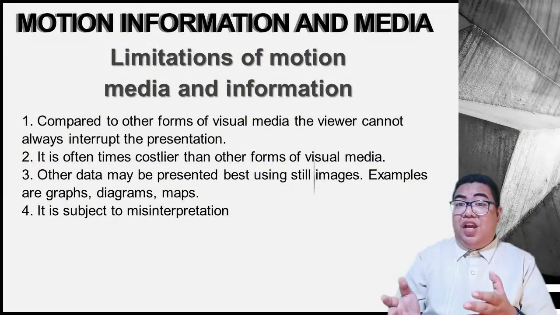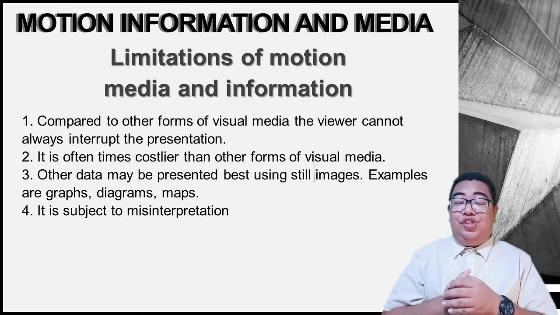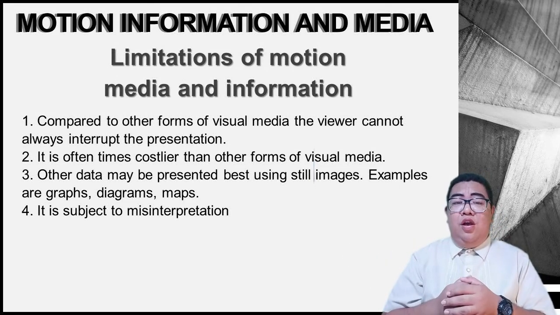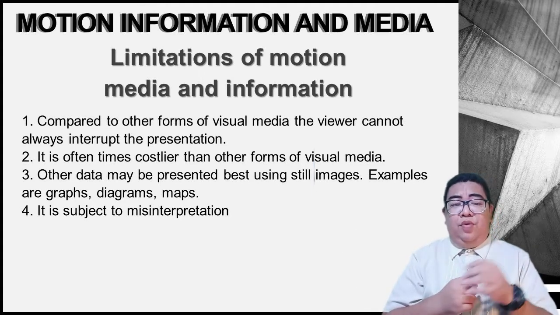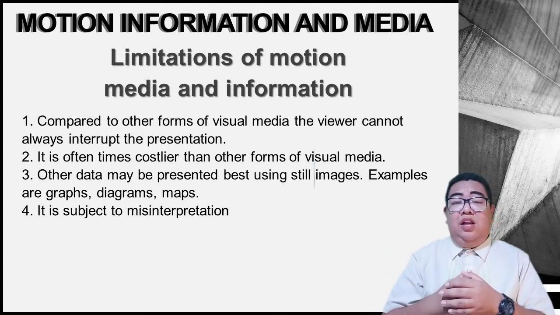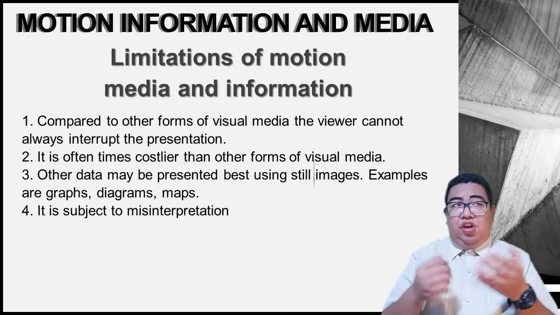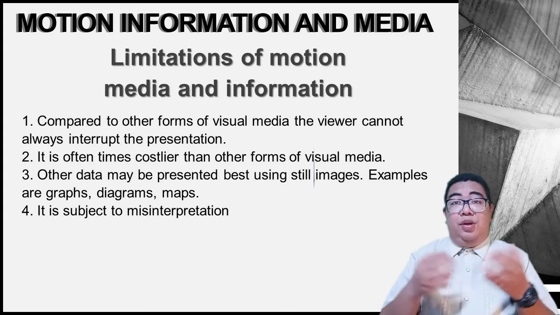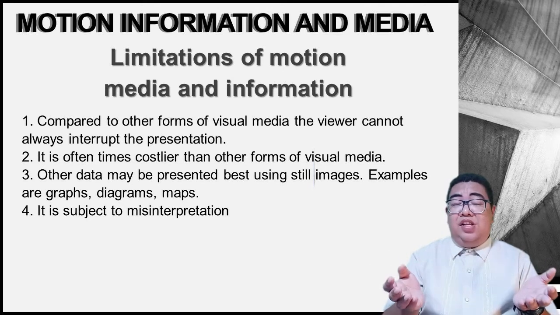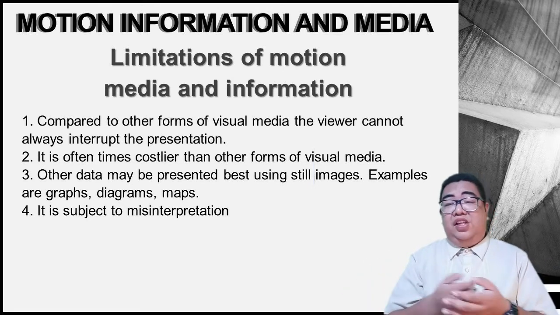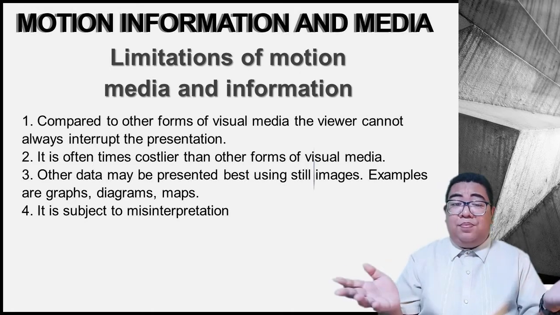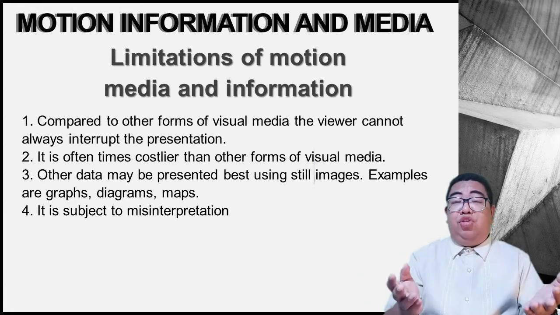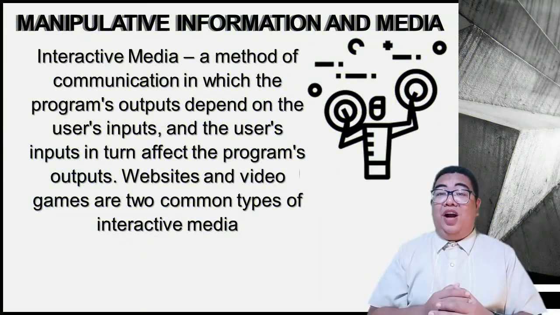If we have advantages, we have also the limitations of motion media and information. Number 1, compared to other forms of visual media, the viewer cannot always interrupt the presentation. Number 2, it is often costlier than other forms of visual media. Number 3, other data may be presented best using still images. Examples of these are graphs, diagrams, and maps. And number 4, it is subject to misinterpretation. Manipulative information and media is also part of this.